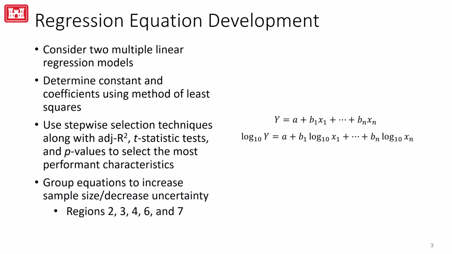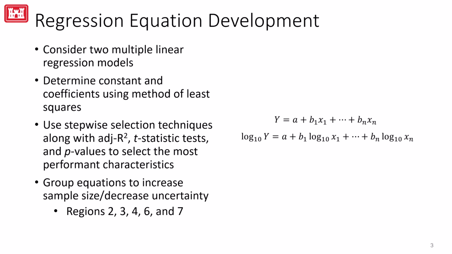Variables with p-values less than or equal to 0.05 were desired. However, this criterion was not the only determining factor when evaluating explanatory variables. Stepwise selection techniques were employed with adjusted R-squared and p-values to select the most performant watershed characteristics.